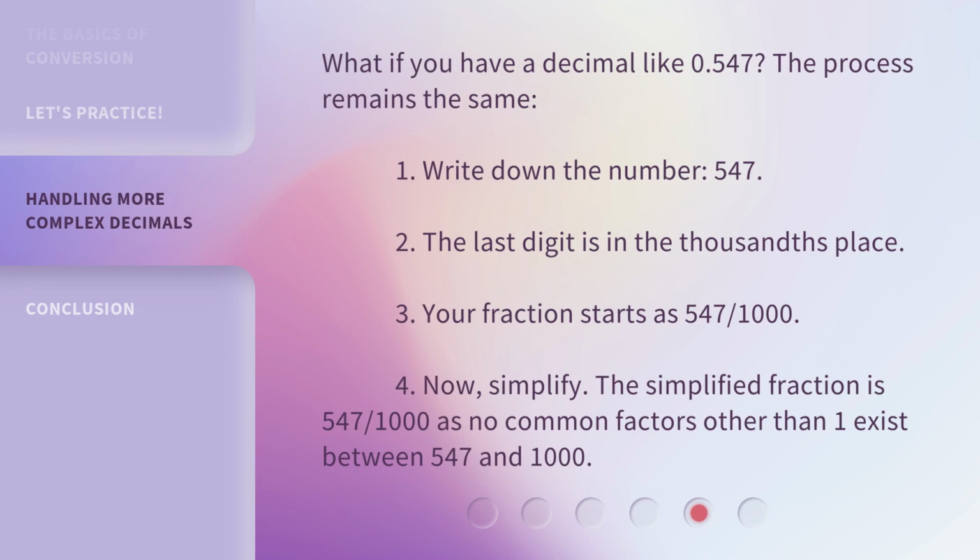What if you have a decimal like 0.547? The process remains the same. 1. Write down the number 547. 2. The last digit is in the thousandths place. 3. Your fraction starts as 547/1,000. 4. Now, simplify. The simplified fraction is 547/1,000, as no common factors other than 1 exist between 547 and 1,000.